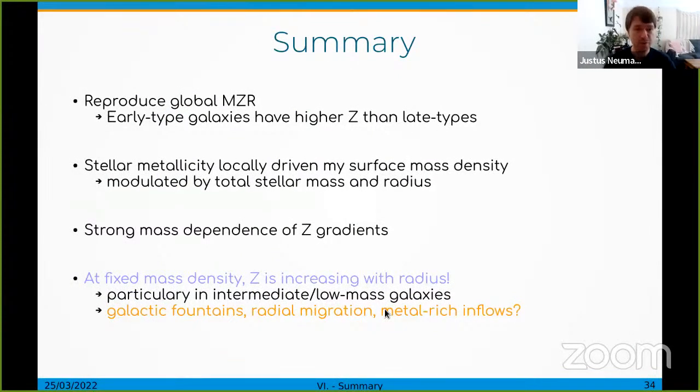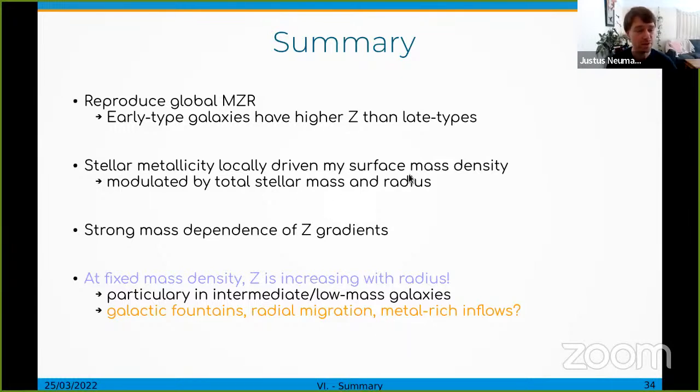This leads me to my summary. We saw that with this big sample, we can reproduce the global mass metallicity relation. We found that early type galaxies have higher metallicity than late type galaxies at a fixed total galaxy mass. And then we could go one step further: stellar metallicity is locally driven by surface mass density, at least for intermediate to high mass galaxies. This is modulated a bit by total stellar mass and radius.